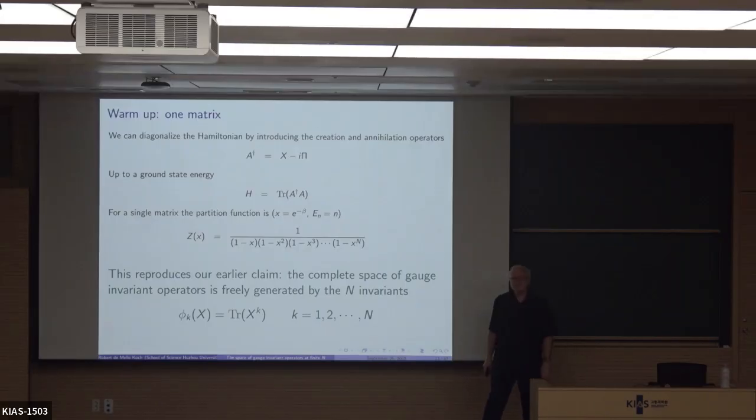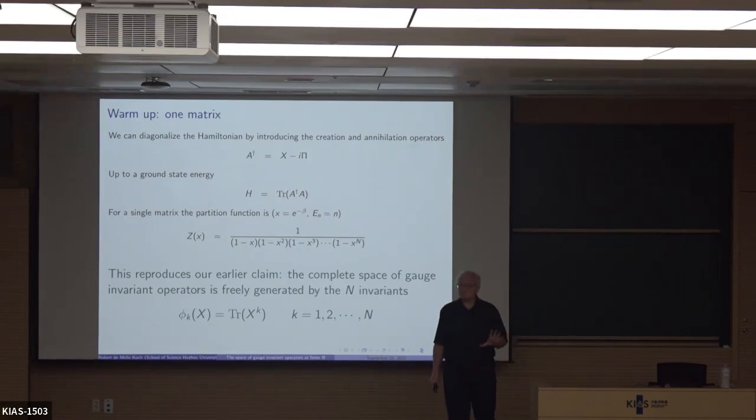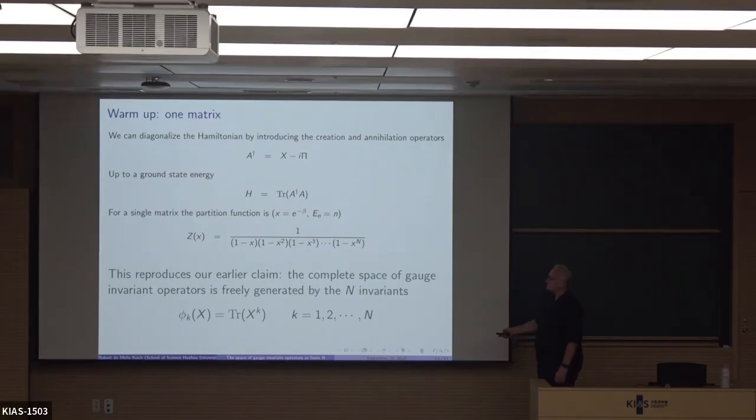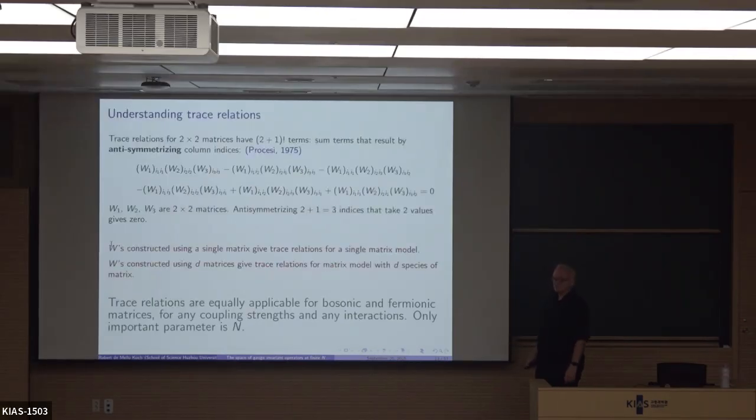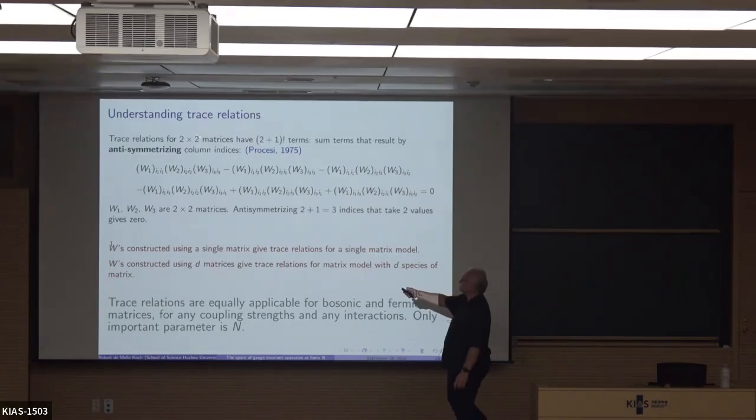To prove that, we need to solve the trace relations. So now I'd like to say just a little bit about the trace relations. Where do they come from in general for a general n by n matrix? And yeah, the trace relations are the central player of today's talk. So how do we generate the trace relations? Let's think about the simplest case first of all, which is 2 by 2 matrices.